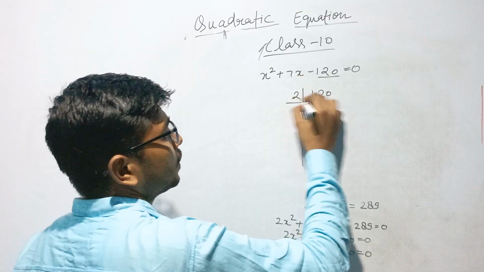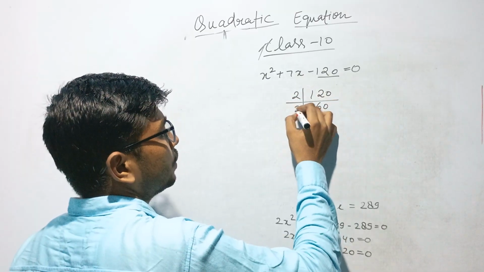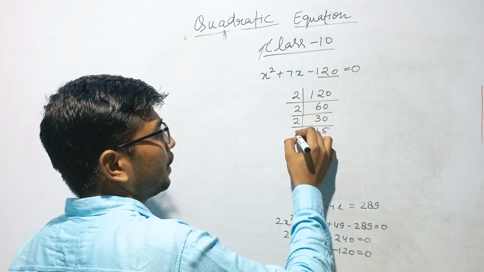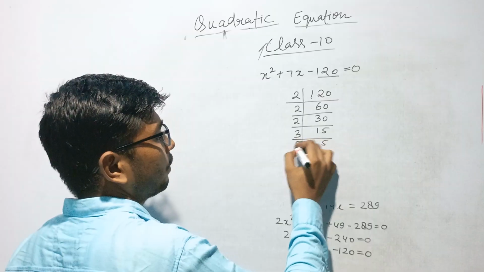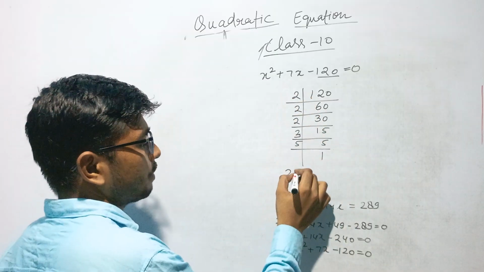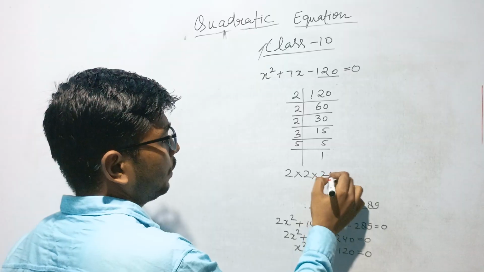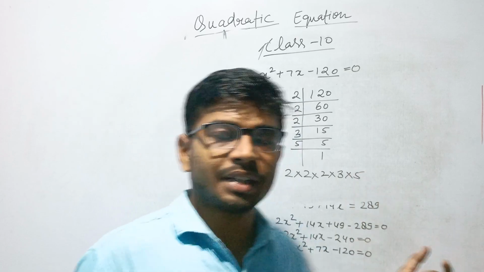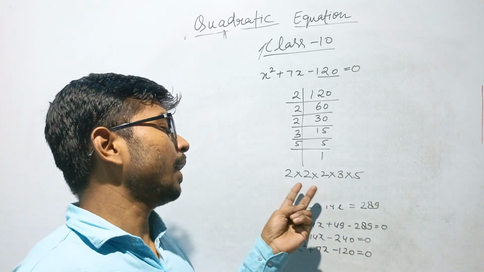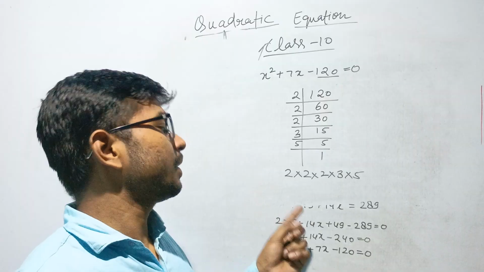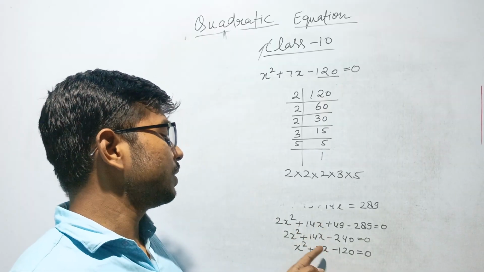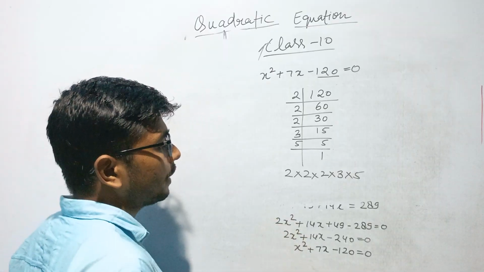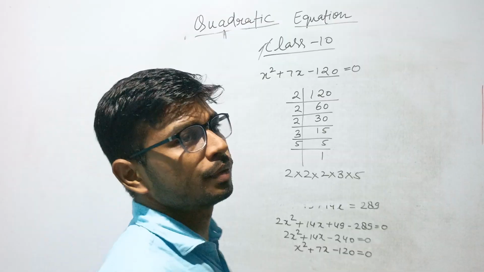How will you take LCM? So 2 6s are 12, 0, 2 3s are 6, 2 1s are 2, 2 5s are 10, 3 5s are 15 and 5. Okay, now write all the terms: 2 into 2 into 2 into 3 into 5. Okay, so now from here we have to make such type of pairs, and we have to pick two terms. Okay, multiplication should be this 120 and addition should be 7. Okay, so see carefully, make any product. How will you choose?